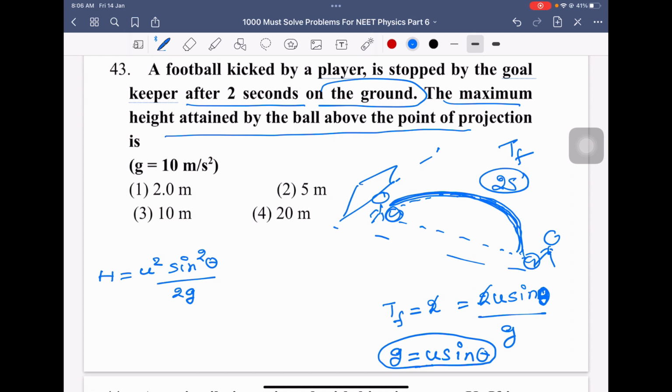Then what is u square sine square theta? If g is u sine theta, u square sine square theta will be g square. So this will be g square divided by 2g, and one g and g get cancelled. So h is equal to g by 2. G by 2 means 10 by 2, which is equal to 5 meters. Therefore, the maximum height attained is 5 meters.